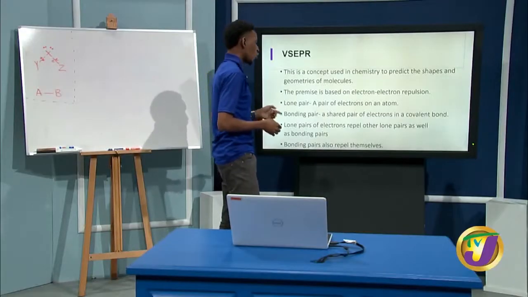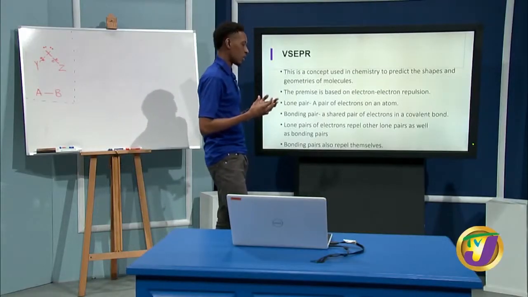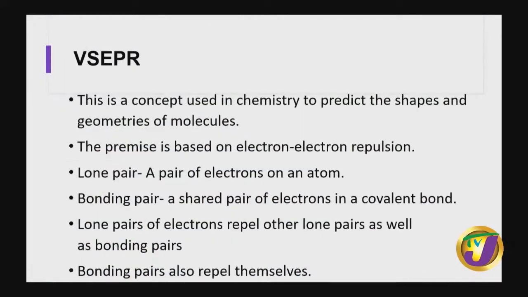Lone pairs of electrons repel other lone pairs of electrons as well as bonding pairs. What do I mean by this? If you have two lone pairs of electrons sitting right next to each other, the repulsion would be very great. The electrons don't like other electrons. They're both negatively charged, and like charges repel each other. So if you have two lone pairs right next to each other, they will repel each other. And if you have a lone pair next to a bonding pair, those will repel as well, because the bonding pair also has electrons in it.